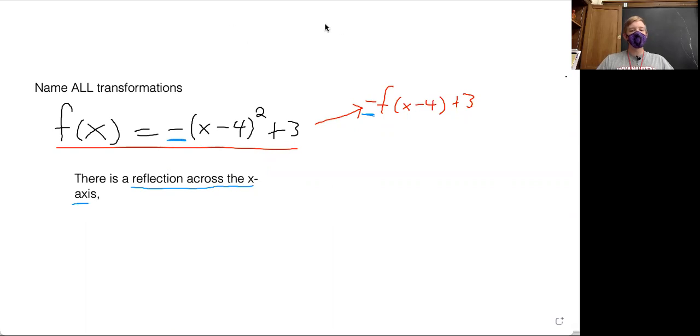Now, what about this -4 that's inside the parentheses? What is that going to do to our graph? It's going to move it to the right 4 spaces. Remember, anytime we have addition or subtraction inside of our parentheses, that means we are moving to the left or to the right.